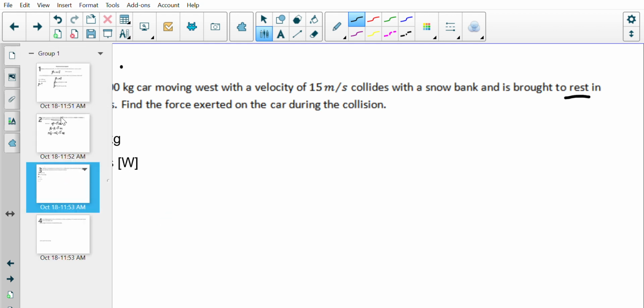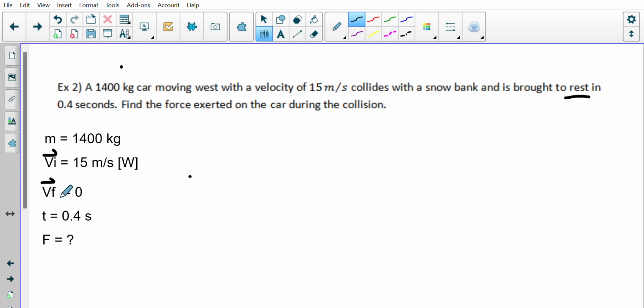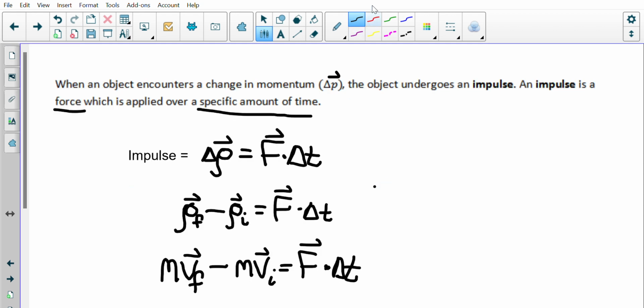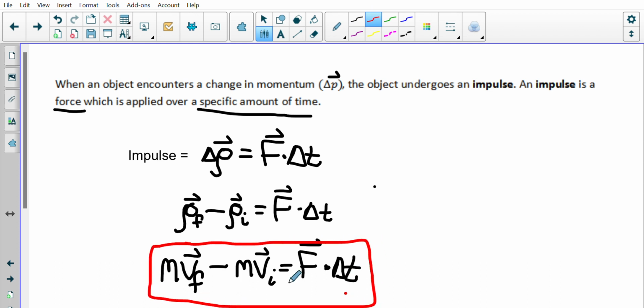If I go back and look at one of my formulas that involves these variables, where we have VI, VF, the mass, and T, the time that's gone by, we could also call it delta T, same thing, the change in time. It looks like I'm going to use my last formula here, because I have the time, the VI, the mass, and the VF. So we'll use that formula right there.